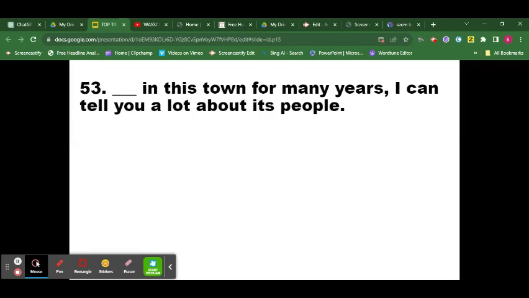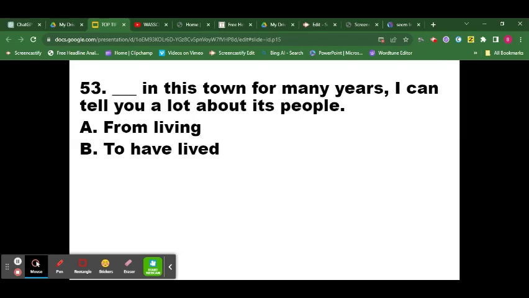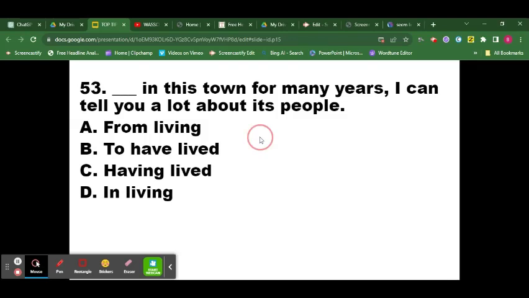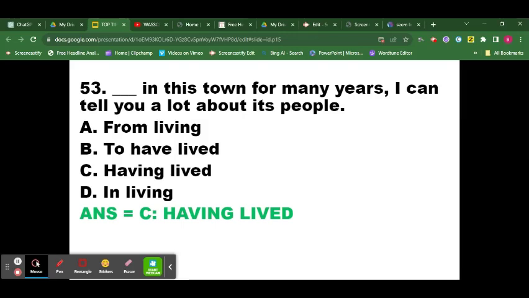Okay. 53. Dash or blank space in this town for many years, I can tell you a lot about its people. A, from living, can we say from living in this town? B, to have lived. C, having lived. D, in living. The correct option is C, having lived in this town for many years, I can tell you a lot about its people.